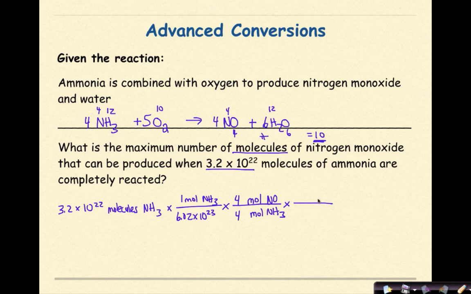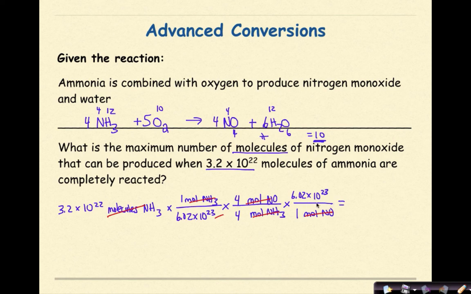The last step is to get me into molecules of nitrogen monoxide. So I know in 1 mole of nitrogen monoxide, I have 6.02 times 10 to the 23rd molecules of nitrogen monoxide. So now I need to make sure that my units cancel. Molecules cancel molecules, if I'd written it down there. Moles of NH3 cancels moles of NH3. Moles of NO cancel moles of NO. And I am left with molecules of NO.